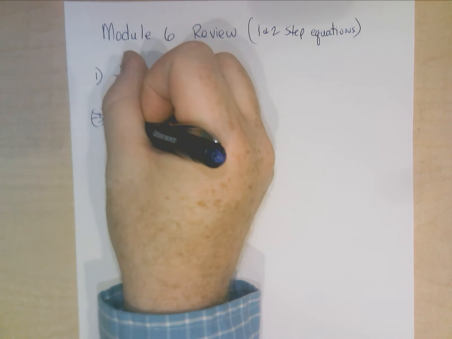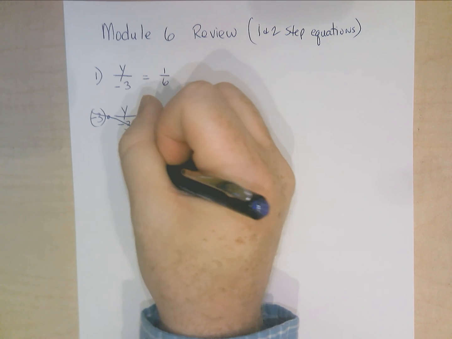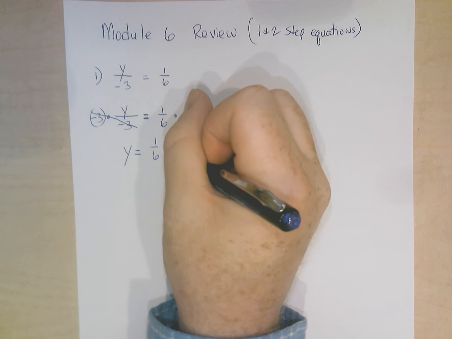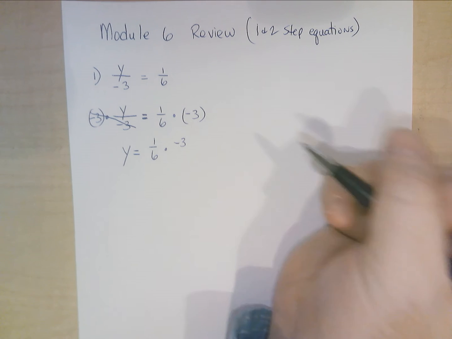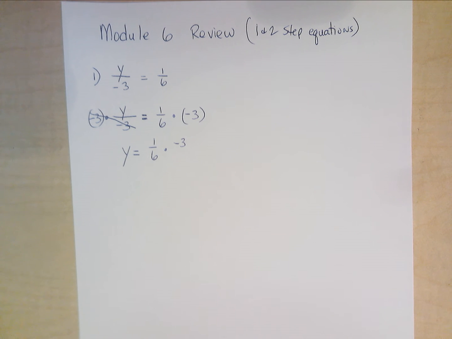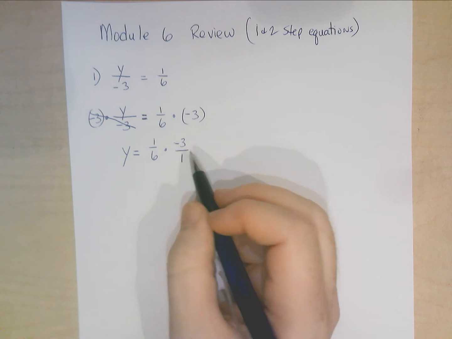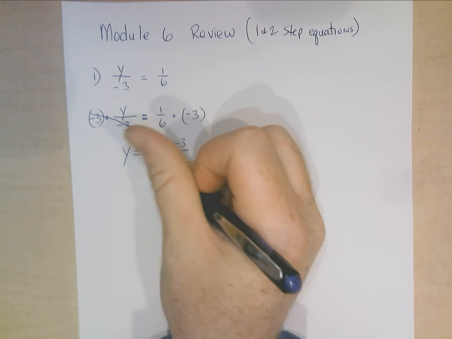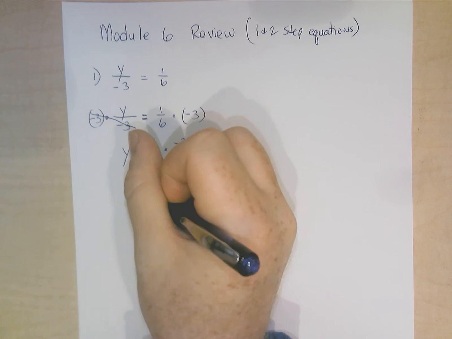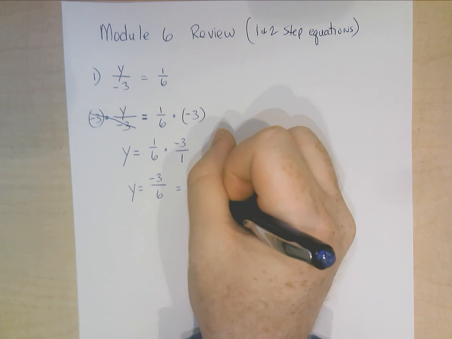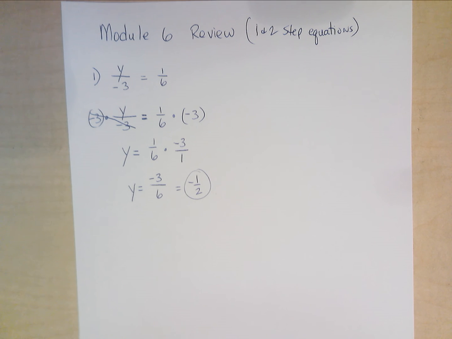This is going to cancel out, and you're going to have y left over. You're going to isolate the variable. Then you're going to have 1/6 times negative 3. How do you multiply a fraction times a whole number? You take the whole number and set it over top of 1. So negative 3 times 1 is negative 3, and 6 times 1 is 6. So y equals negative 3 over 6, or negative 1/2. That's going to be your answer.